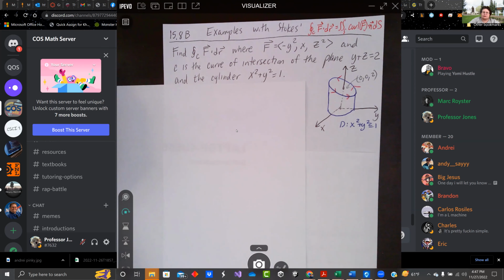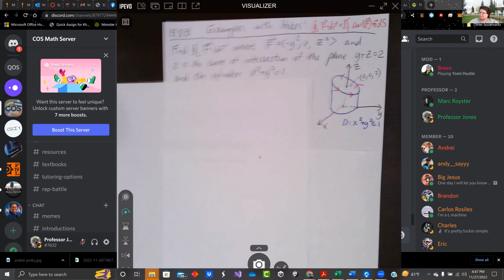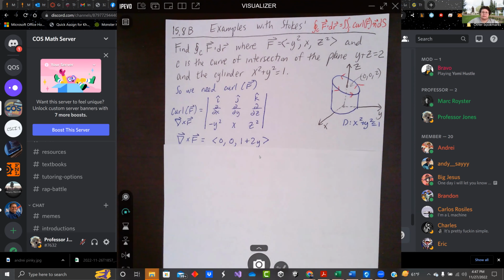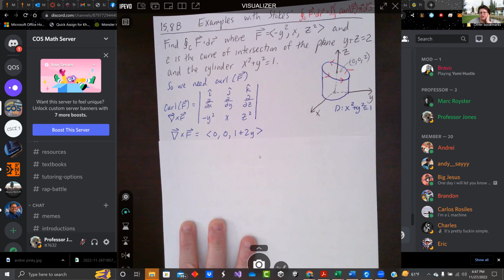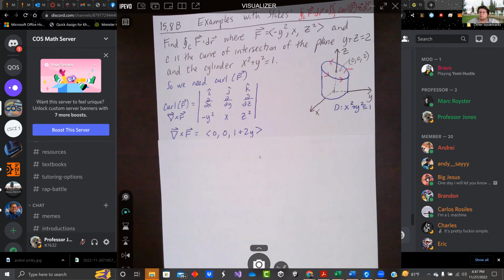So we want to use that curve. To use Stokes' theorem, we need the curl of f. So let's find the curl of f. When you work it out, you get 1 plus 2y in the k hat direction only.